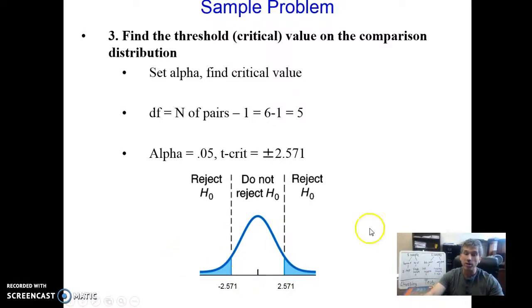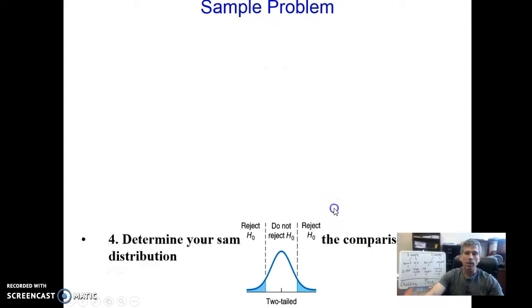It can help sometimes to sketch this out just to brush up on what we're doing here. Any score beyond these lines has a probability of lower than alpha, and if our actual test statistic winds up in that shaded area, we will reject the null, either one. If it winds up between those two lines, we will fail to reject. Let's see what we got.